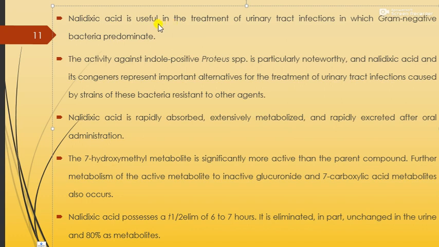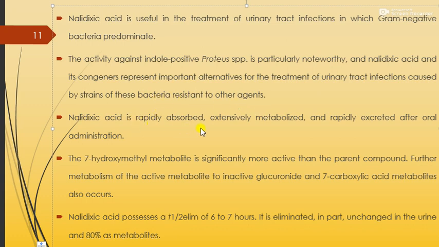Nalidixic acid is useful in the treatment of urinary tract infection in which gram-negative bacteria predominate. The activity against indole-positive Proteus species is particularly noteworthy, and nalidixic acid and its congeners represent important alternatives for the treatment of urinary tract infection caused by strains of these bacteria resistant to other agents.